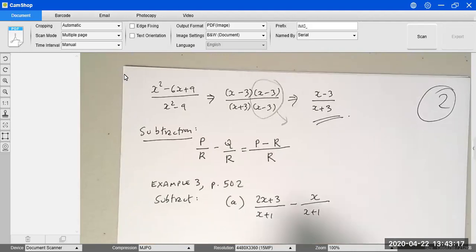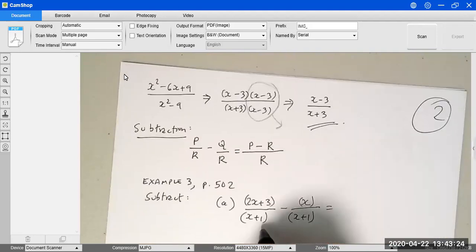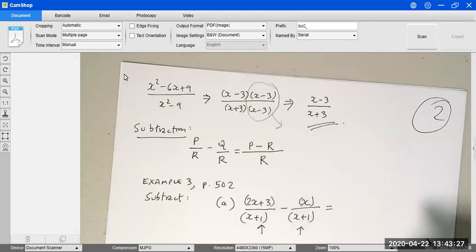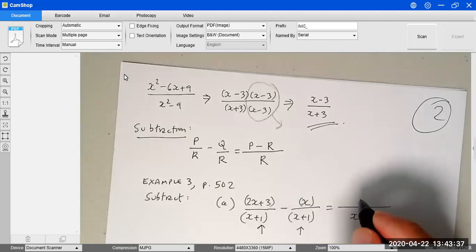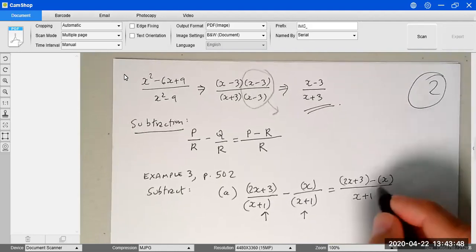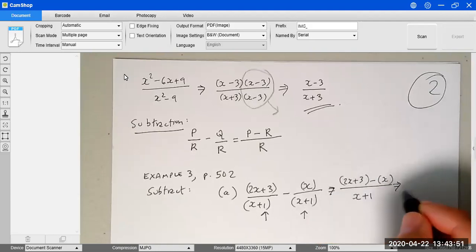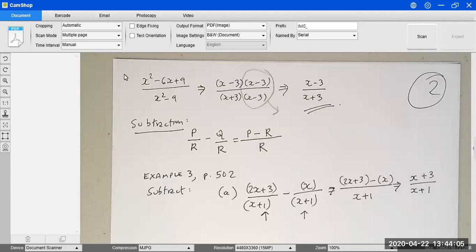I'm going to enclose in parentheses to prevent mistakes. You check the denominators. They are the same, so you have a common denominator, which is x plus 1, and you just write the numerators as a difference. So you're going to have 2x plus 3 minus x. Then you just need to combine like terms. So you have 2x minus x, you get 1x plus 3 over x plus 1. So that's the final answer.